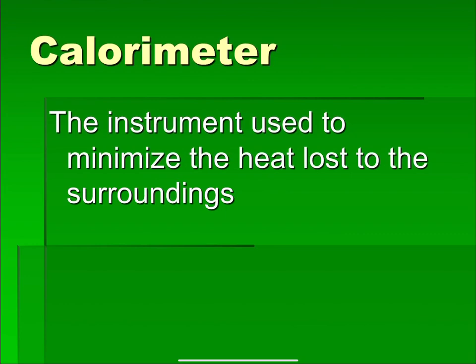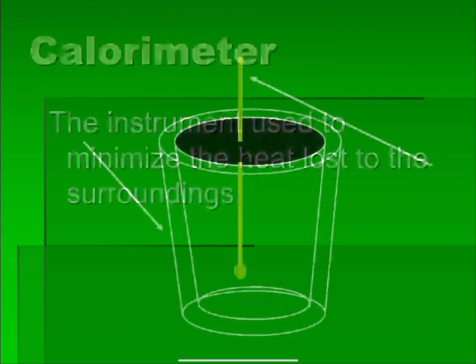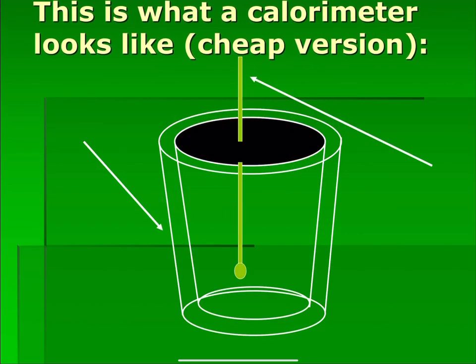Right, so it's an instrument used to minimize the heat lost to the surroundings, which in a public high school setting is usually some sort of styrofoam container, styrofoam cups. And it has a thermometer in it. So this would be the really cheap version, literally 2 styrofoam cups just to try to insulate it. I have a little better one, not a whole lot, but a little bit. And then you need a thermometer to see what the temperature of the water is inside.